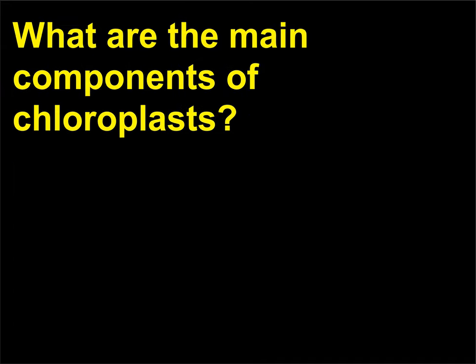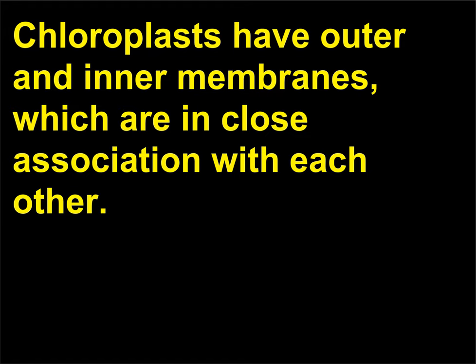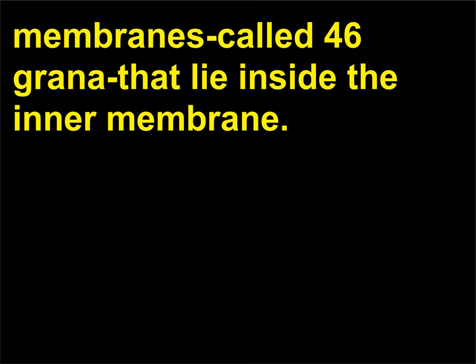What are the main components of chloroplasts? Chloroplasts have outer and inner membranes, which are in close association with each other. They also have a closed compartment of stacked membranes called grana that lie inside the inner membrane.